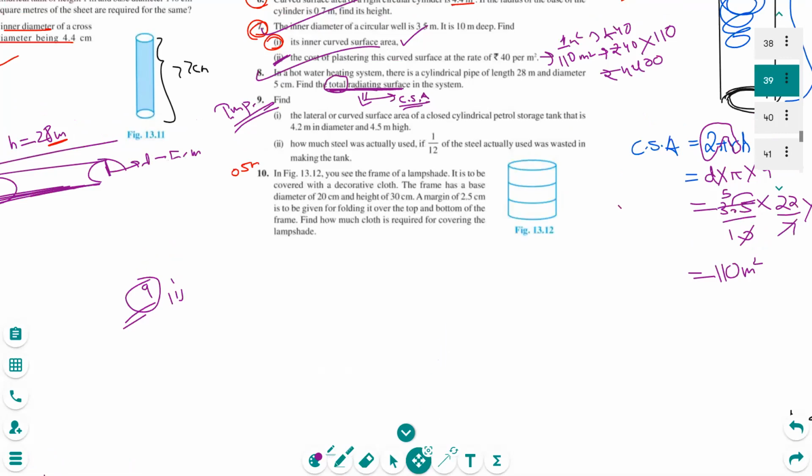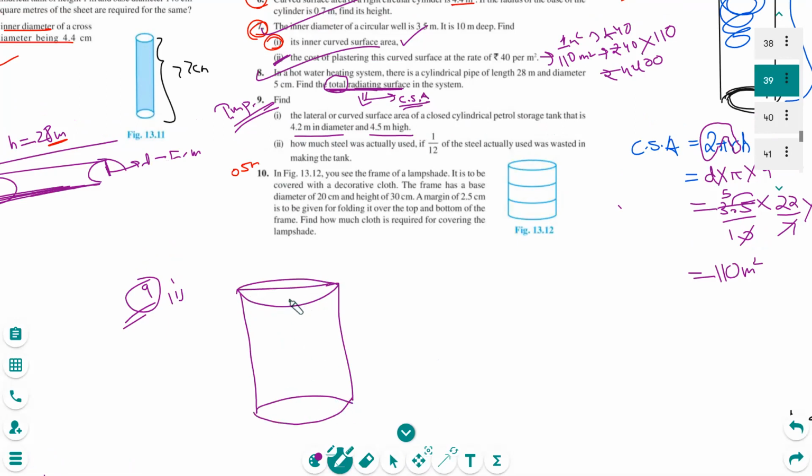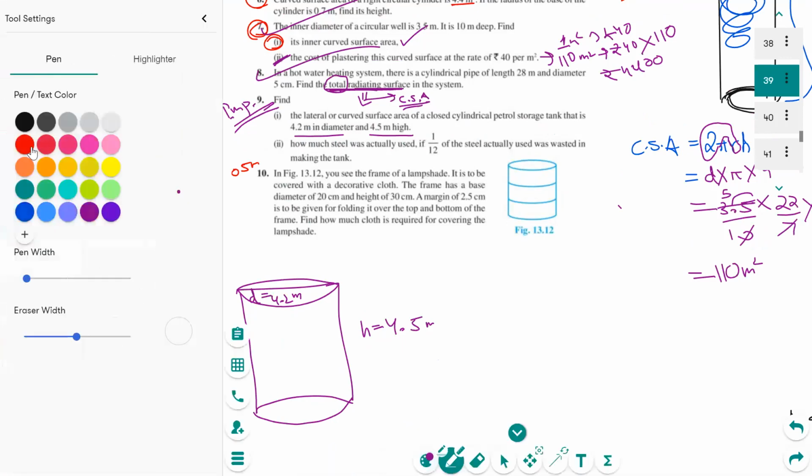So question number 9. The lateral or curved surface area of a closed cylindrical petrol storage tank that is this much in diameter, and this is the height. So I have a closed cylindrical storage tank for petrol and the diameter is this. Do I need to find the radius? No. Why don't I need to find it?